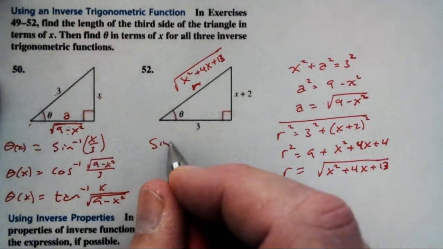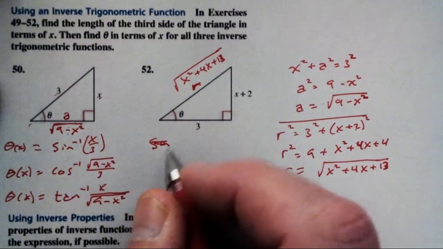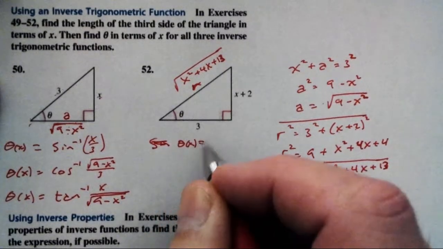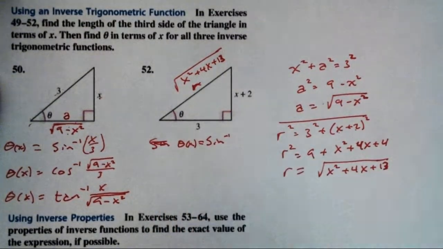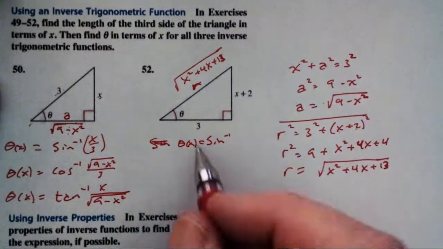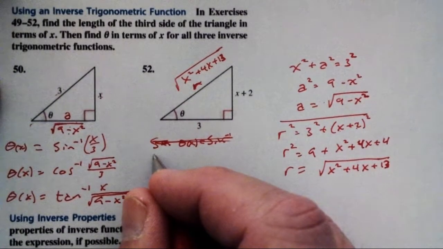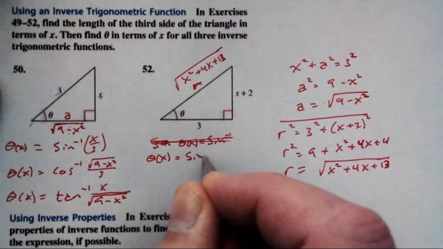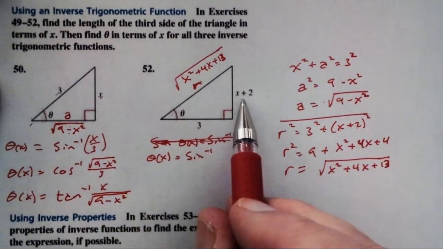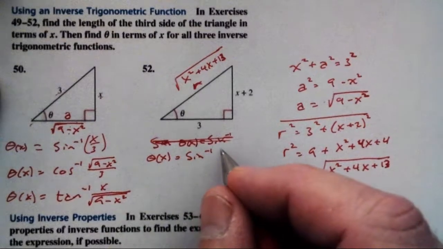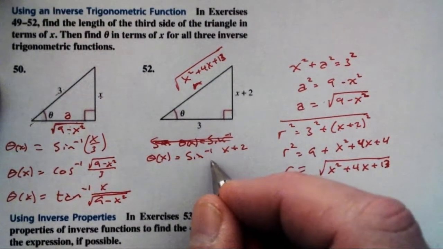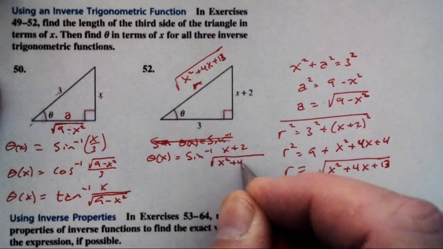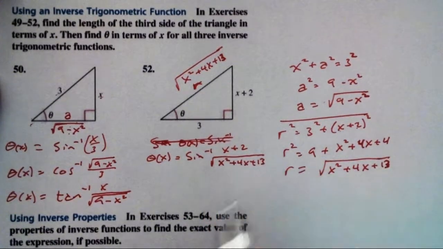So sine, I didn't want to do that. Theta of x equals sine inverse. I really boxed myself in with that mistake. I'm going to redo that. And theta of x equals sine inverse of y on r, or x plus 2 on big square root of x squared plus 4x plus 13.